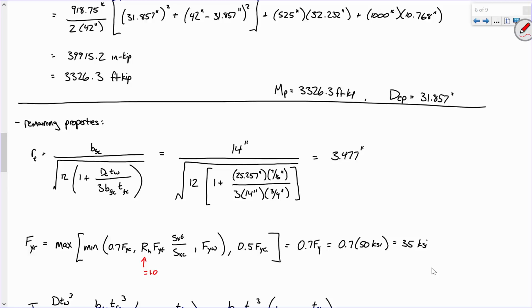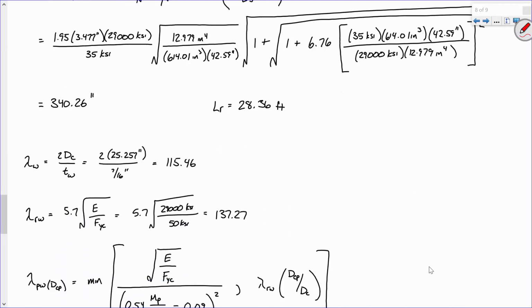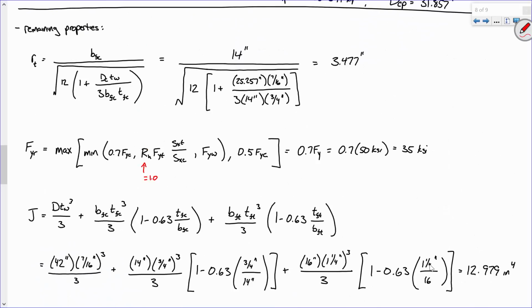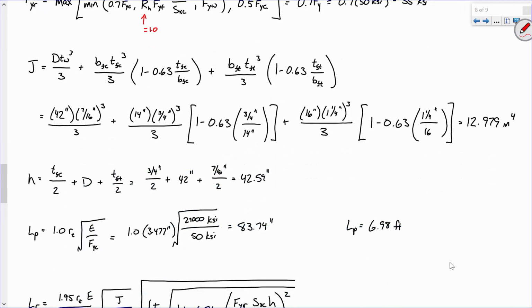And I know this seems like a laundry list of stuff, but in the end, it's all plug and chug. So we went through and computed R_T, which is the radius of gyration for lateral torsional buckling. We computed this reduced yield stress to account for residual stresses in the section after welding. We computed J, which is our torsional constant. H, which is the distance from the center of the top flange to the center of the bottom flange. Think of that as kind of a moment arm between those two flanges.